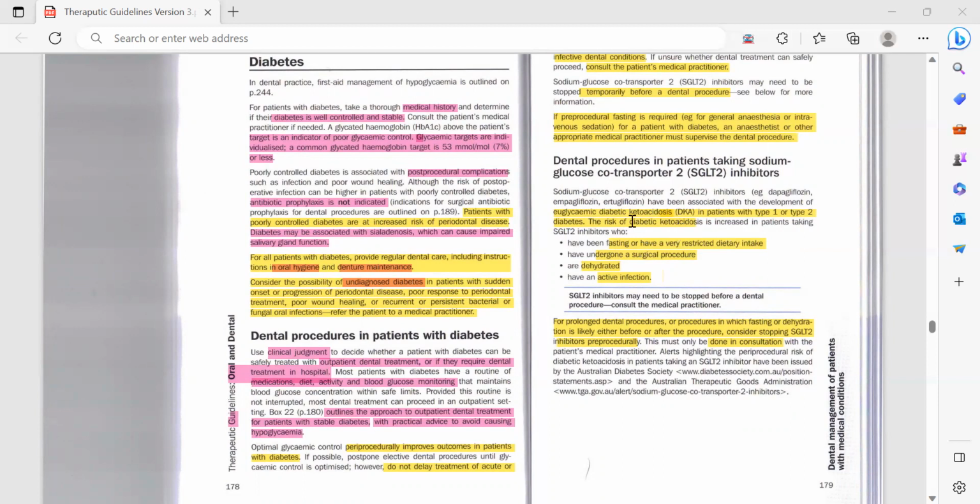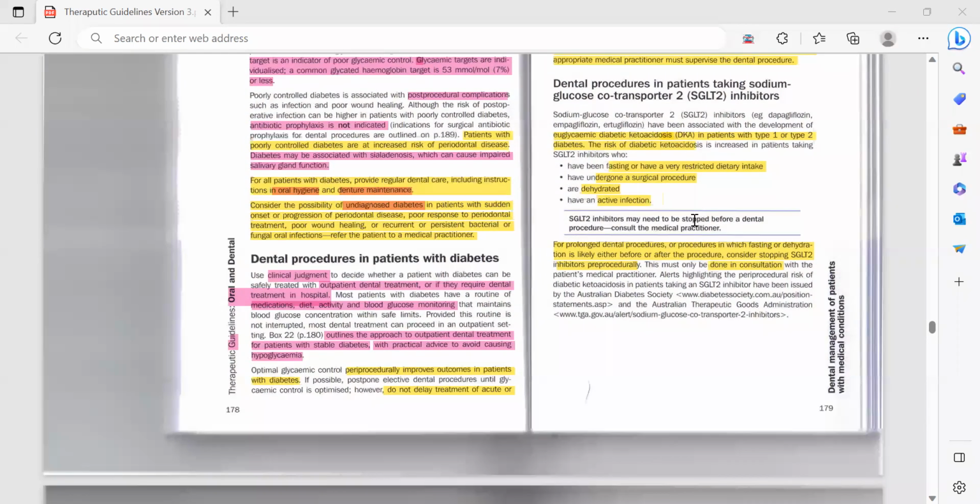So in which patients is the risk greater? If the patient is fasting or has a restricted diet, or has undergone a surgical procedure, or is dehydrated, or has any acute infection. In these scenarios, if the patient is taking this drug to manage their diabetes, then there is a very high chance of them going into diabetic ketoacidosis.